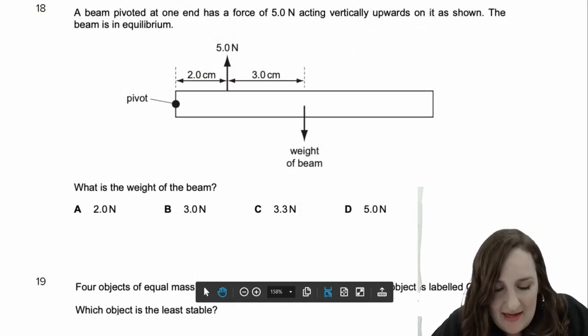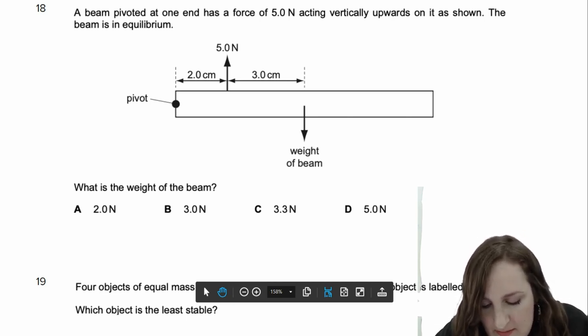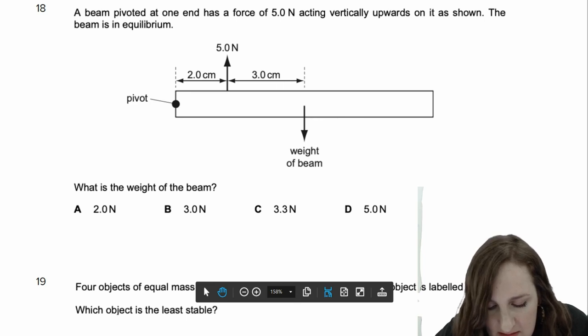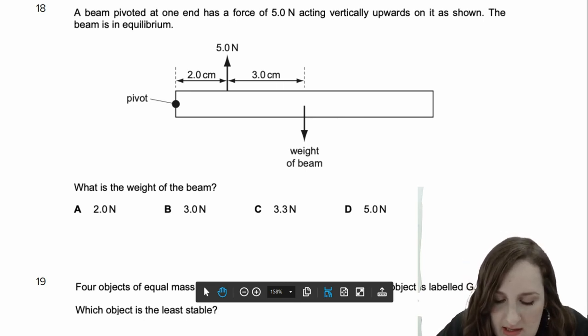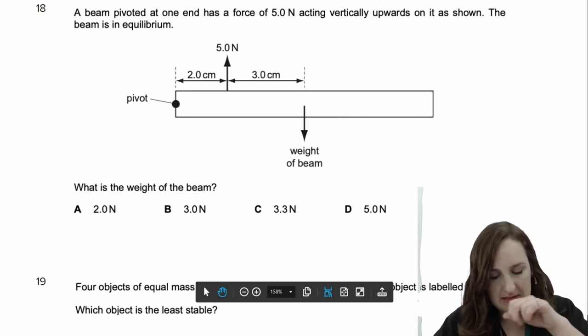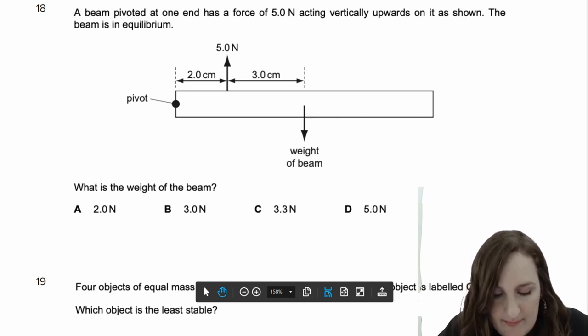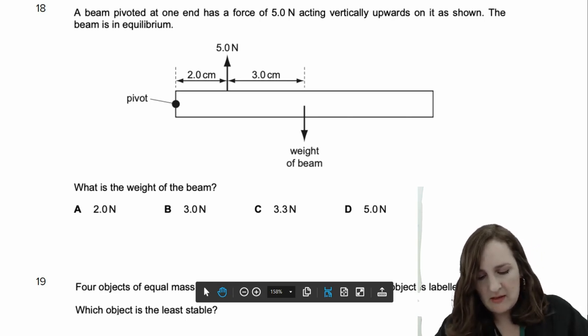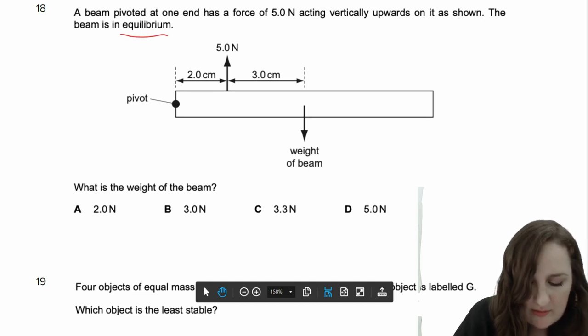So a beam is pivoted at one end. So you can see the pivot on the left. And there's a 5 newton force acting vertically upwards at 2 centimetres from the pivot. And then the weight of the beam acts at 5 centimetres from the pivot, because you add the 2 and the 3. The key here is that it tells you in the question that the beam is in equilibrium.